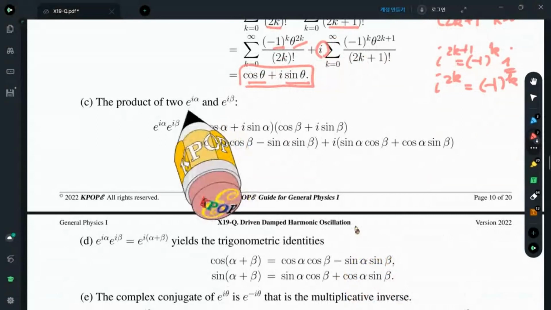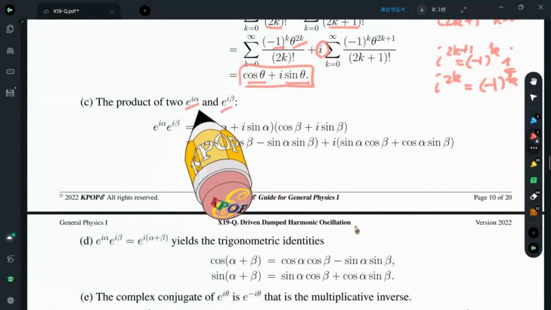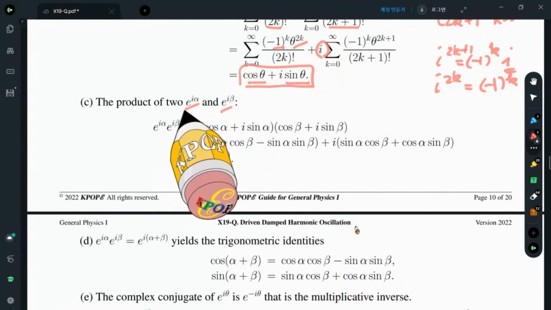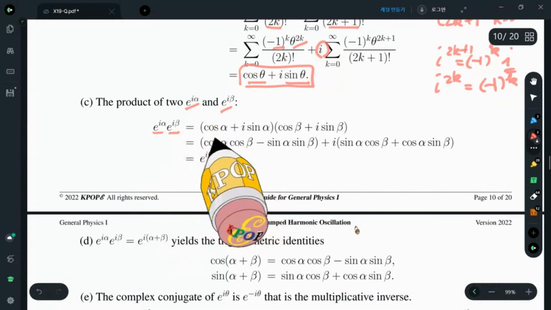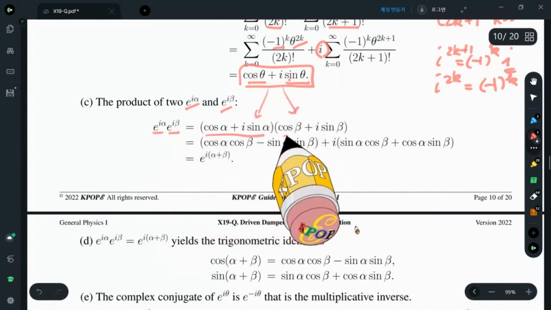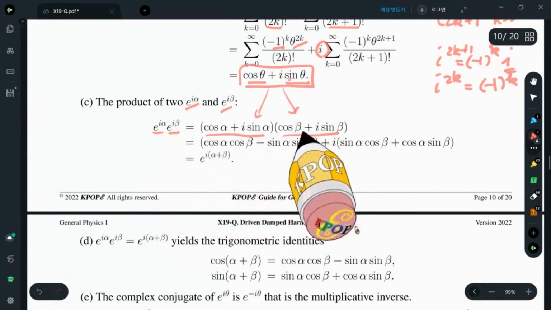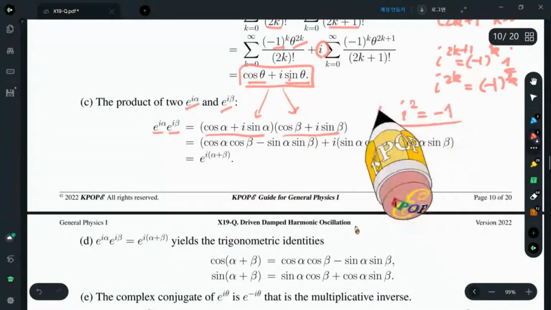When I multiply two complex numbers represented by the Euler number, this one can be substituted in here, and I can multiply these two numbers. I can make use of i squared equals minus 1.